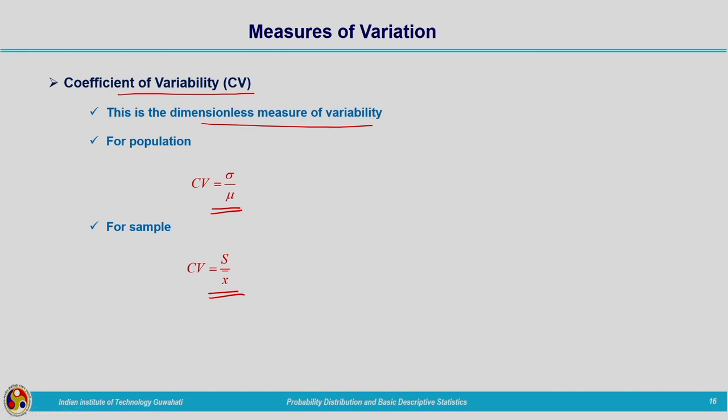So, these are measures of variation or dispersion. Dispersion or variation in the data can be calculated by using the coefficient of variability also. It is a dimensionless factor obtained by taking the ratio of the standard deviation to the mean. In the case of a population, it is sigma by mu. In the case of a sample, it is S divided by X bar.